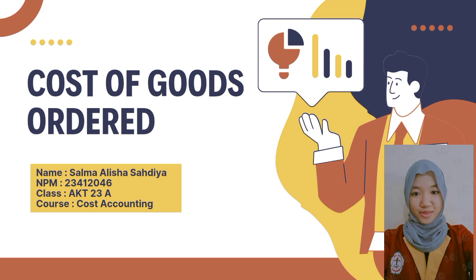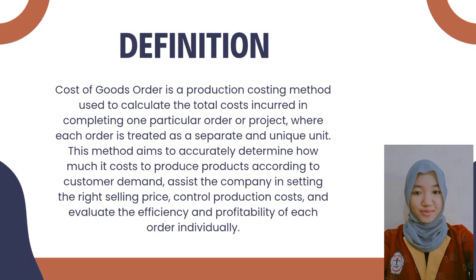Here I will explain the material on the cost of goods ordered. Definition. Cost of goods order is a production costing method used to calculate the total costs incurred in completing one particular order or project, where each order is treated as a separate and unique unit. This method aims to accurately determine how much it costs to produce products according to customer demand, assist the company in setting the right selling price, control production costs, and evaluate the efficiency and profitability of each order individually.